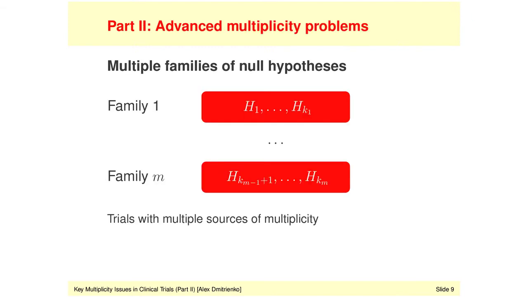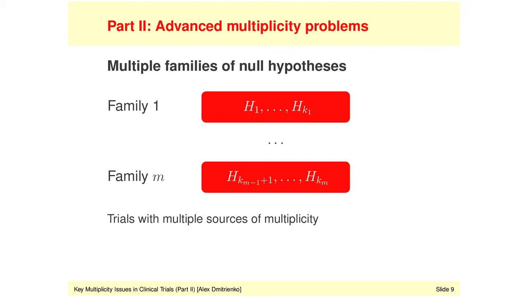In Part 2, as I have explained, our main focus will be a broad class of problems where we need to account for multiple sources of multiplicity. To accomplish this, clinical trial sponsors typically group the individual null hypotheses of no effect into several families, as shown on the slide. The families are typically tested sequentially, beginning with the most important family, family 1 in this diagram.